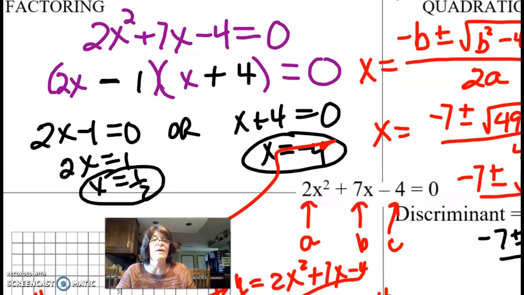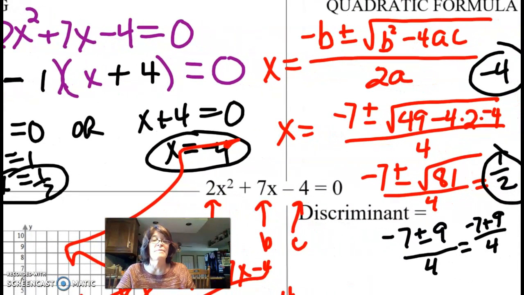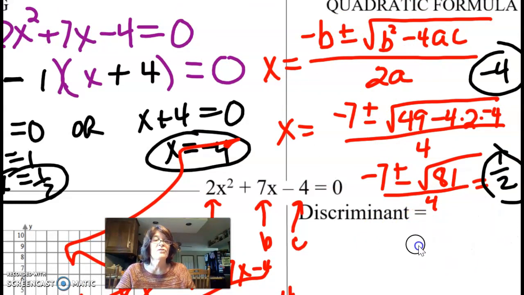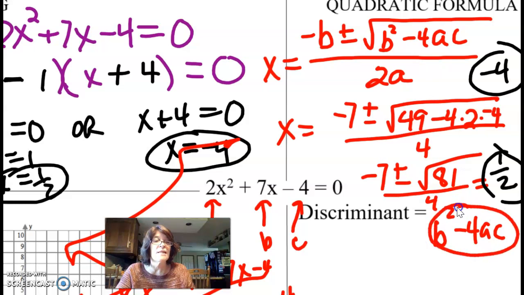Now, the other thing on this graphic organizer is the discriminant. I just want to show you. The discriminant is simply what's under the square root in the quadratic formula. Once you memorize the quadratic formula, you just know the discriminant is this part, b squared minus 4ac. No square root or anything, just b squared minus 4ac. My b squared minus 4ac was 81. So the discriminant of my quadratic equation is 81.